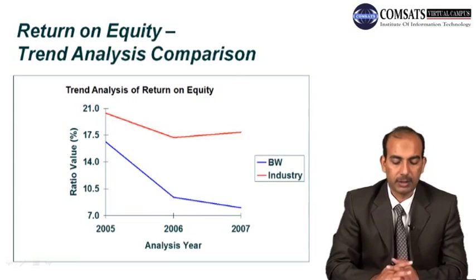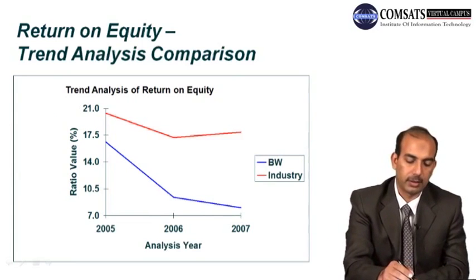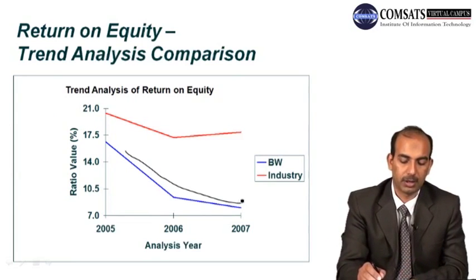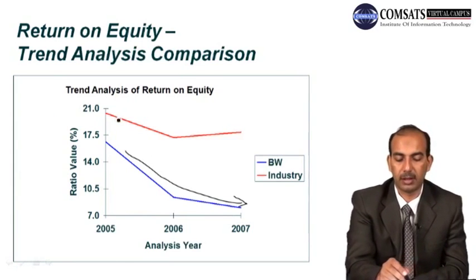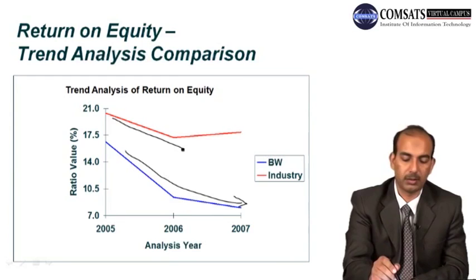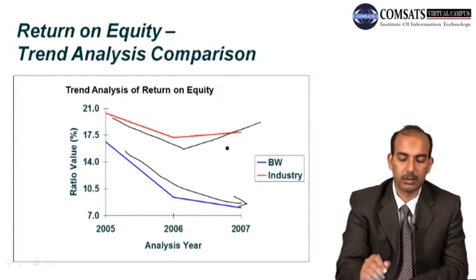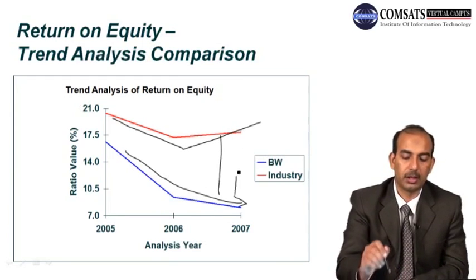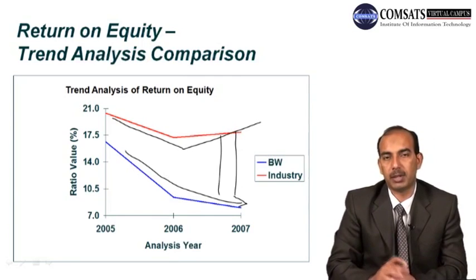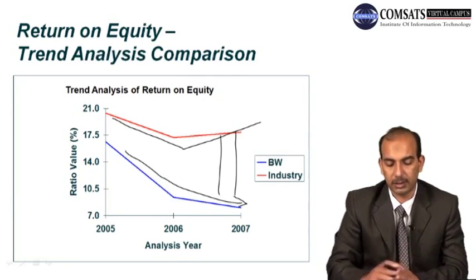And again, the same story, this is downward sloping for the basket vendors, and return on equity for the industry, after reaching 2006, a downward slope, it is improving. So the gap between the performance of the industry and our target firm is increasing.